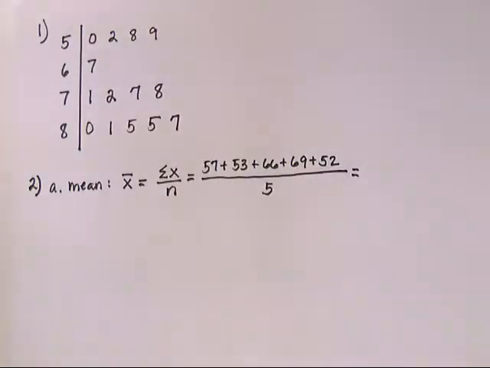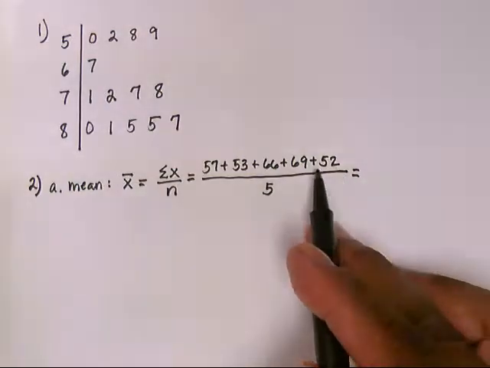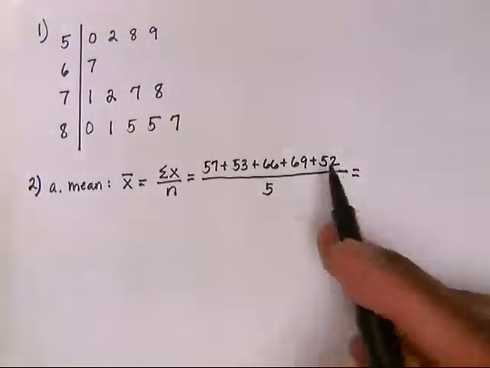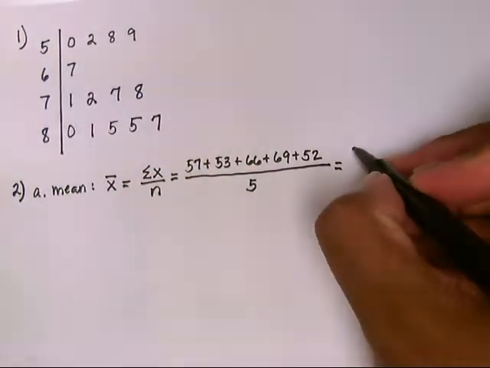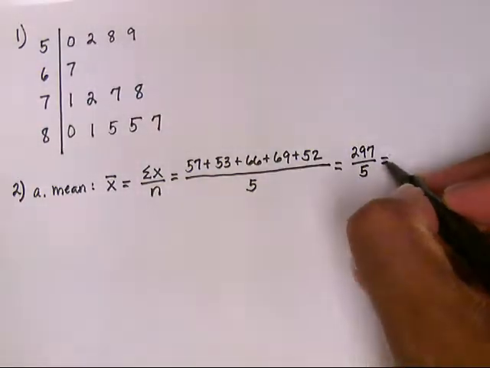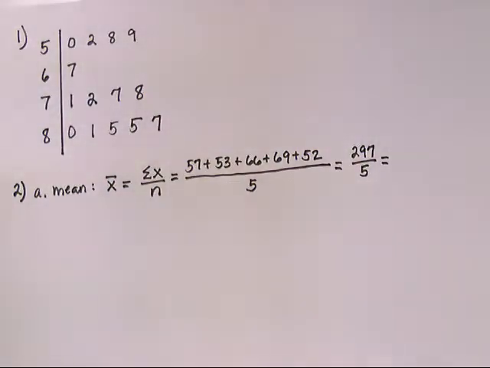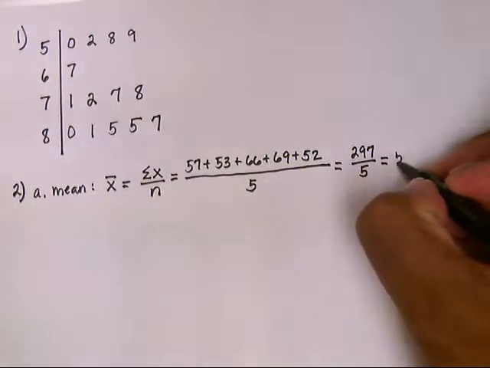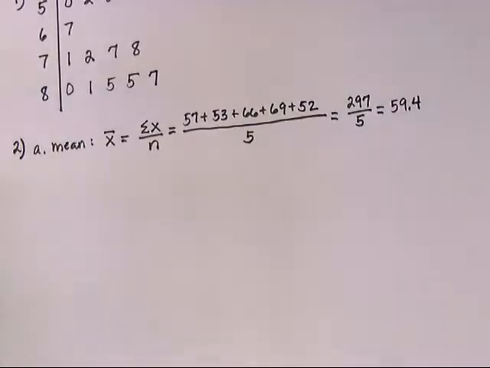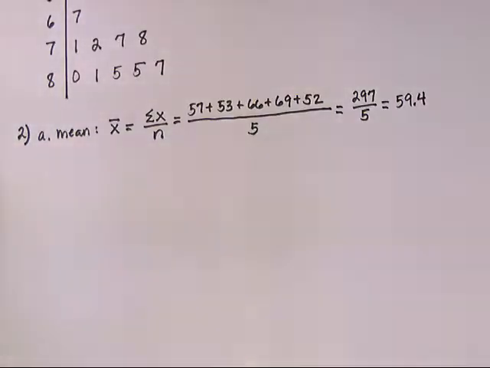Okay, now, the numerator is just a simple addition. You add these 5 numbers together, you're going to end up with 297. And then 297 divided by 5, pretty much that's going to be the one decimal place. So 297 divided by 5 will give us 59.4. So the mean for that data set would be 59.4.